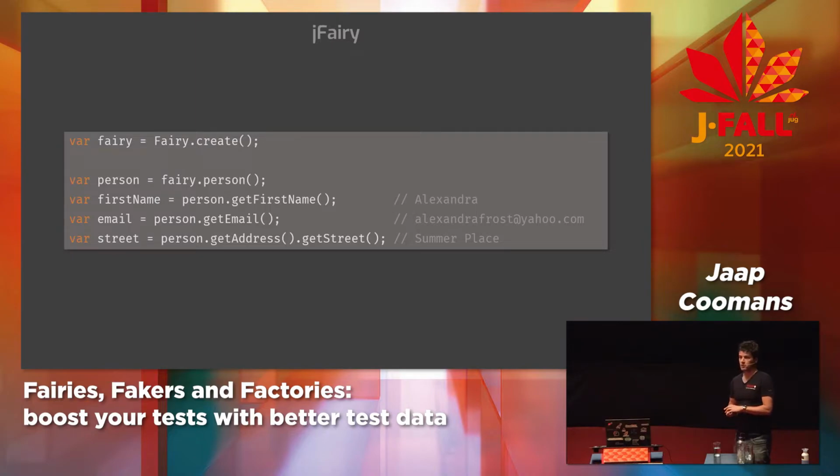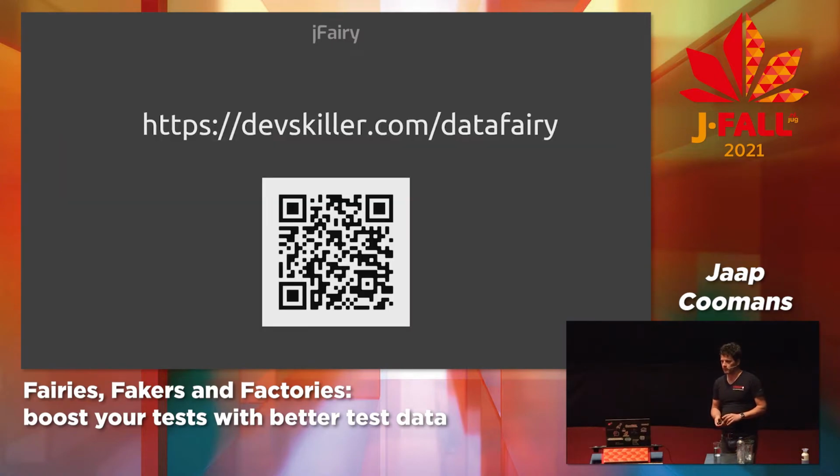So Alexandra, well, I actually know more than one. Alexandra Frost, that's not the one I know, but she has an email address at Yahoo that sounds real, looks real. And again, summer place, it's probably close to the other one that we had before, because it also sounds like a really cool place to be. And yeah, this is real data again, and it's all related to each other, which is very useful. Yeah, this is quite a nice thing.